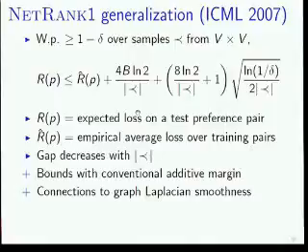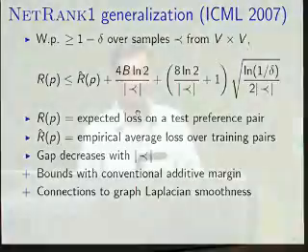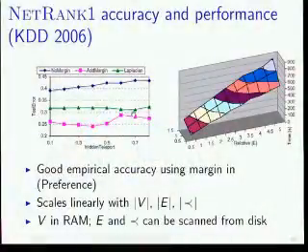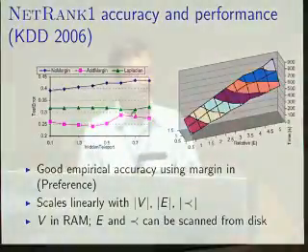With the additive margin, we beat the error rate of Laplacians by some visible margin. And also, our algorithm scales linearly in the size of the graph as well as the size of the preference set. Sort of like simple implementations of PageRank, we need to hold V in RAM, but the edge list and the preference list can be scanned from disk. So it's a very scalable algorithm.